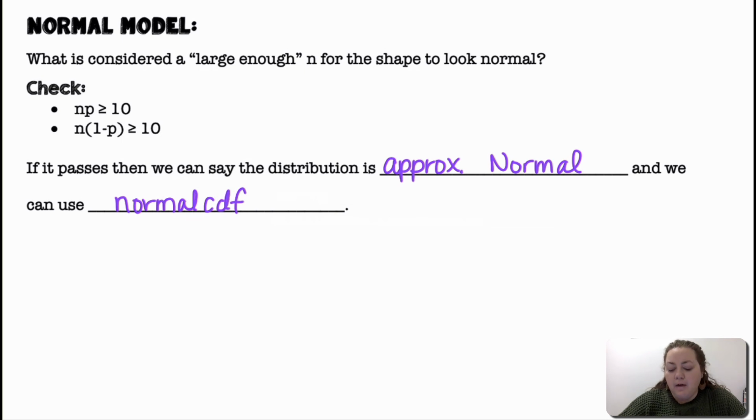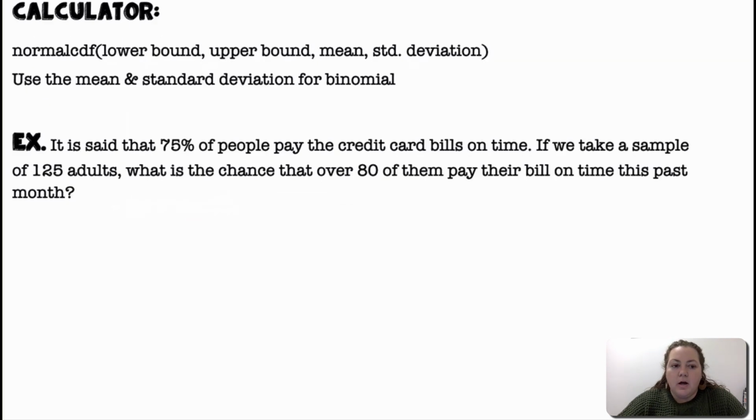And we can use a normal CDF function instead. All right, so normal CDF, remember, is where we put our lower bound, our upper bound, our mean, and our standard deviation. We use the mean and the standard deviation for the binomial, so that is a little bit different, right? If it's a binomial setting, you have to find the mean and the standard deviation using n times p and then the square root of n times p times 1 minus p.